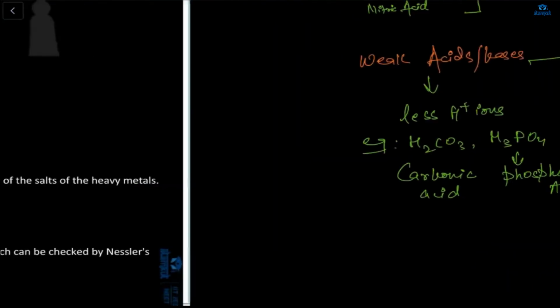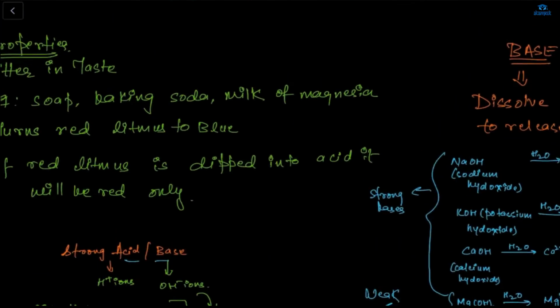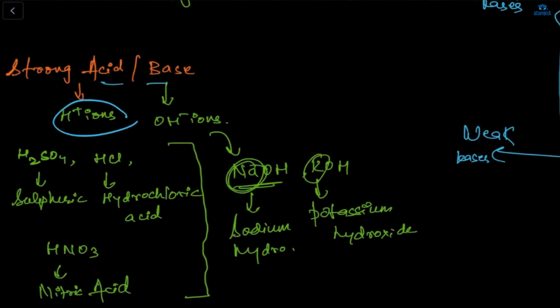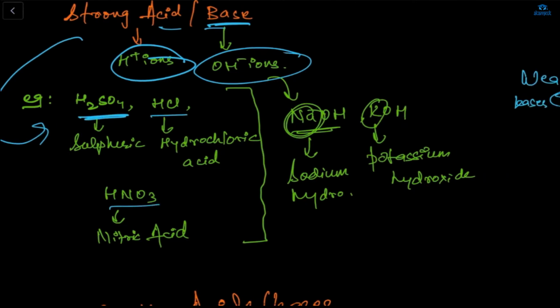Okay, so that day we have already discussed the strong acids and bases, right, Shazan? Yes, ma'am. And what is a strong acid? Which is having more H plus ions. And what is a strong base? Which is having more OH minus ions. And what are the examples of the strong acids? These are H2SO4, HCl, HNO3: sulfuric, hydrochloric, and nitric acid.